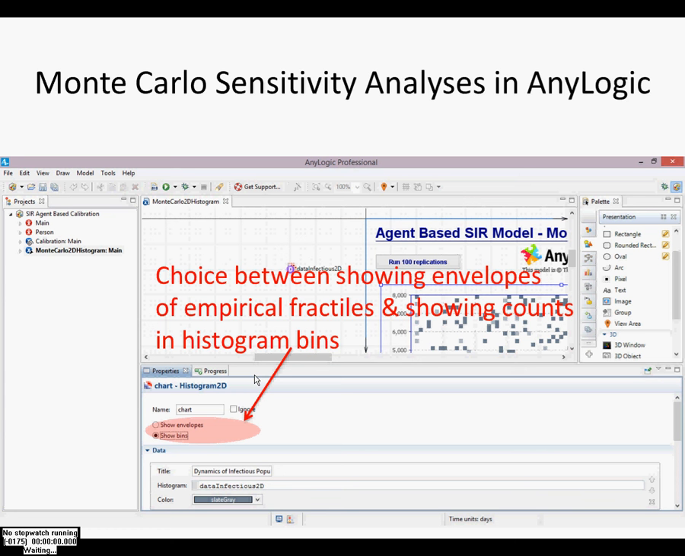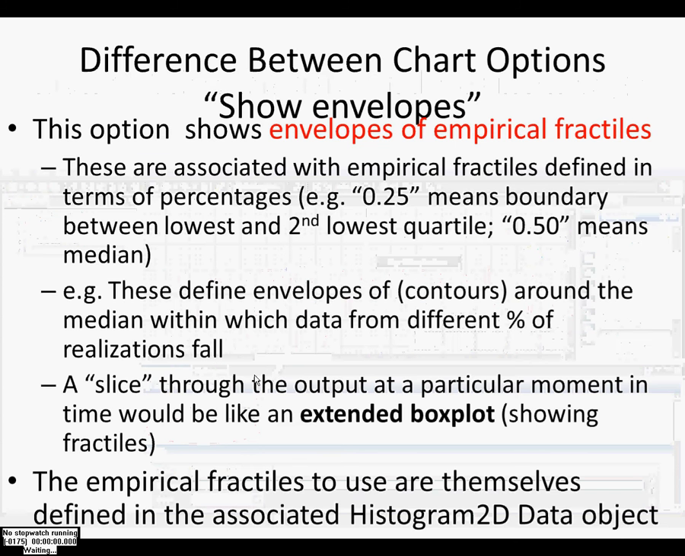And so there's this notion of showing what are called envelopes here. I won't go into this in detail. But the basic idea is we show ranges around that median value over time that identify ranges in which 75%, for example, of all of the runs lie, or 90% of all of the runs lie. And you can think of it as a box plot. How many people here have seen box plots before?